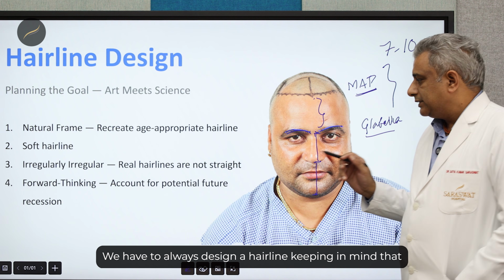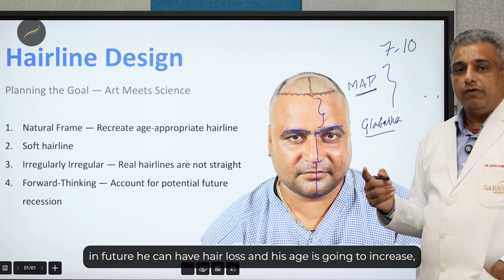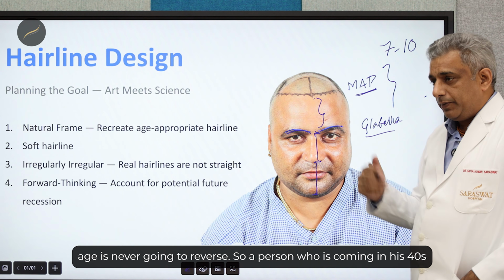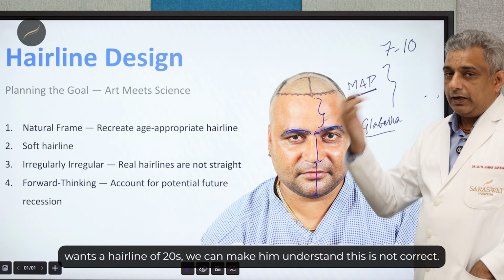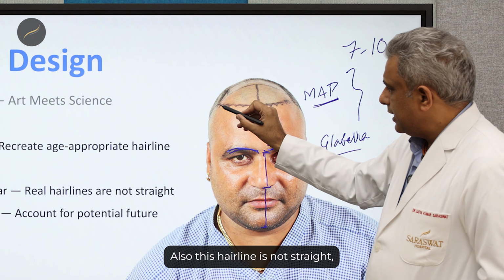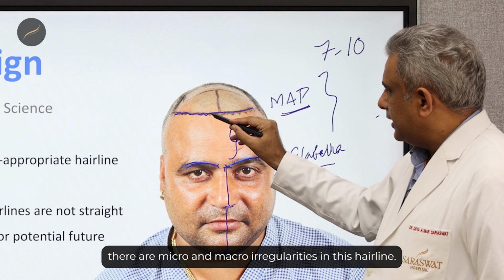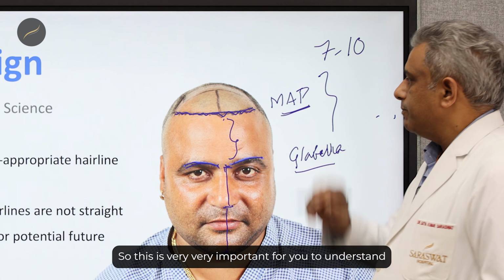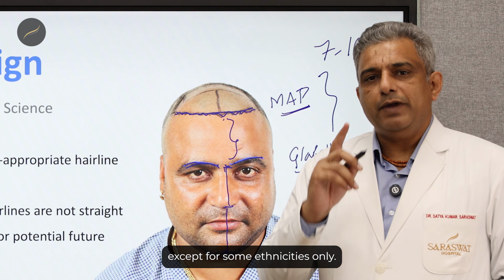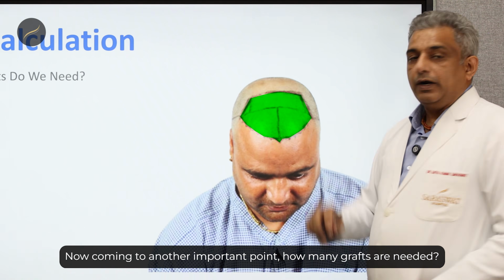We have to always design a hairline keeping in mind that in future he can have hair loss and his age is going to increase. Age is never going to reverse. So a person who is coming in his 40s wants a hairline of his 20s, we can make him understand this is not correct. Also, this hairline is not straight. There are micro and macro irregularities in this hairline. So it is very, very important for you to understand that a hairline should never be straight except for some ethnicities only.